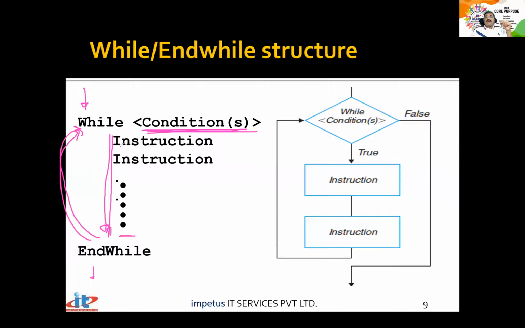This will keep on happening repeatedly. How long? As long as this particular condition evaluates to true. The moment this condition evaluates to false, control will jump out of the construct.